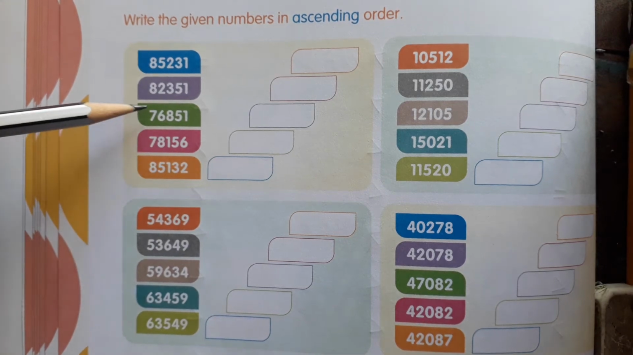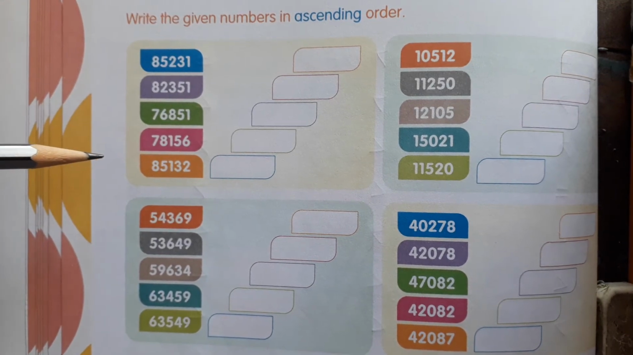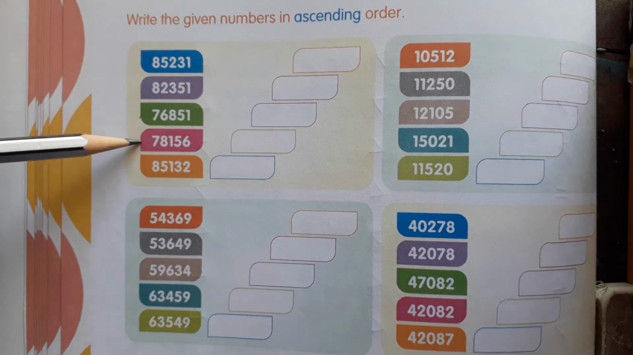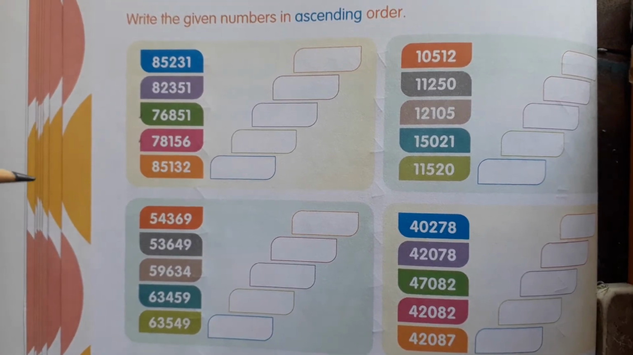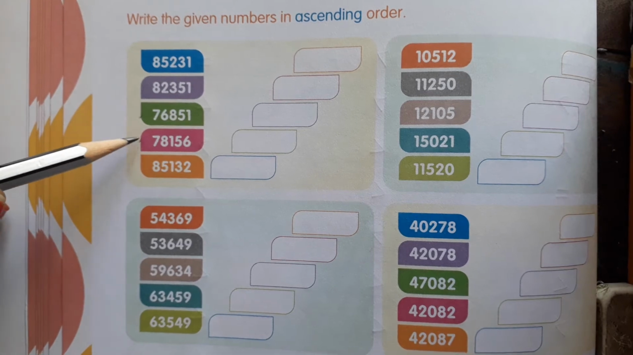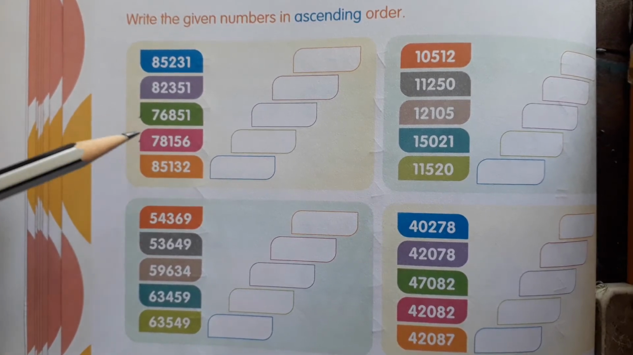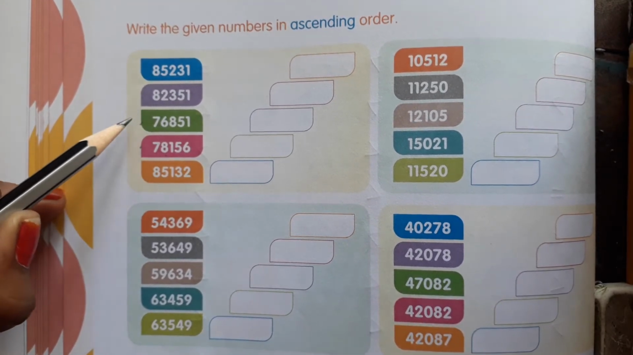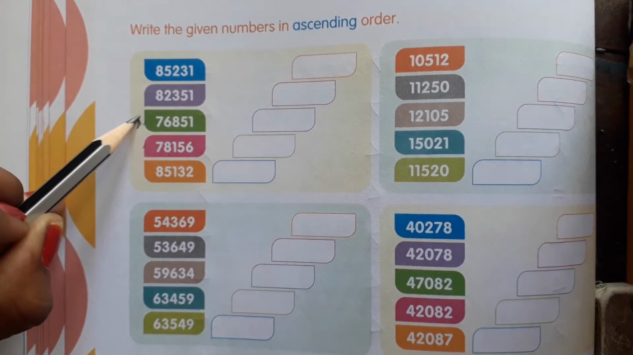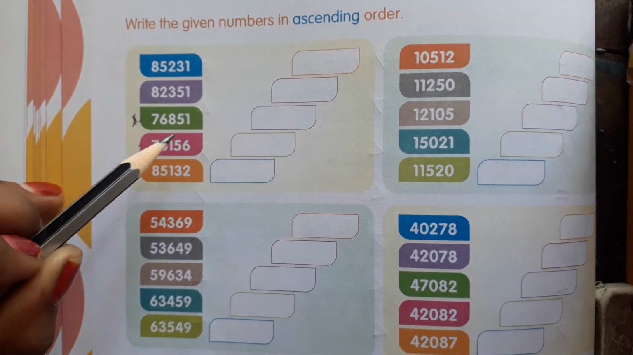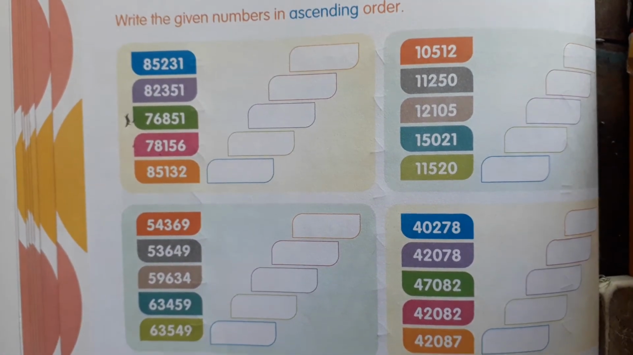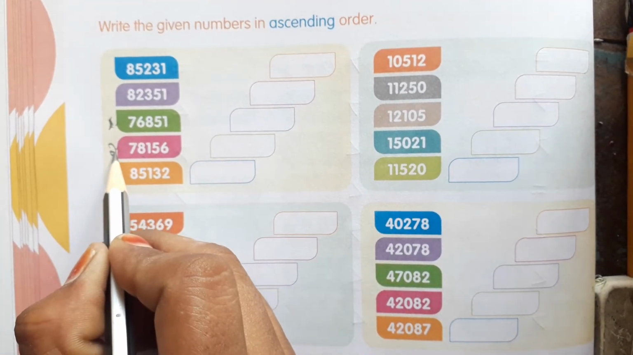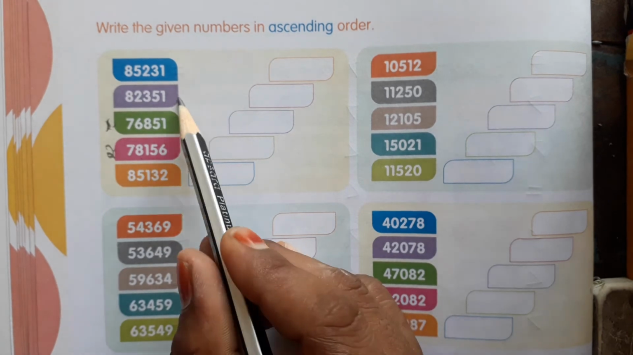So 87,788. We are starting from the smallest number. 7. These are the smaller digits in 10,000 place. And compare the next digit in these two numbers, 6 and 8. Which one is smaller? 6. So write first this number, 76,851. Next, 78,156 comes next place. Now the remaining 3 numbers are there, children.